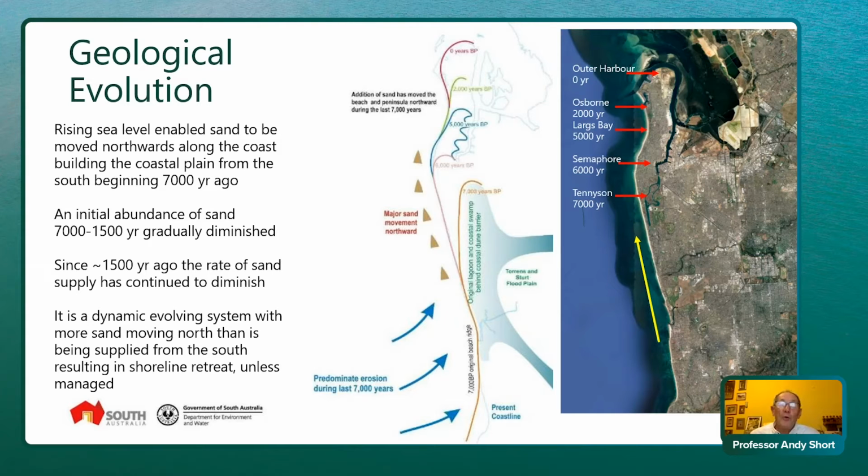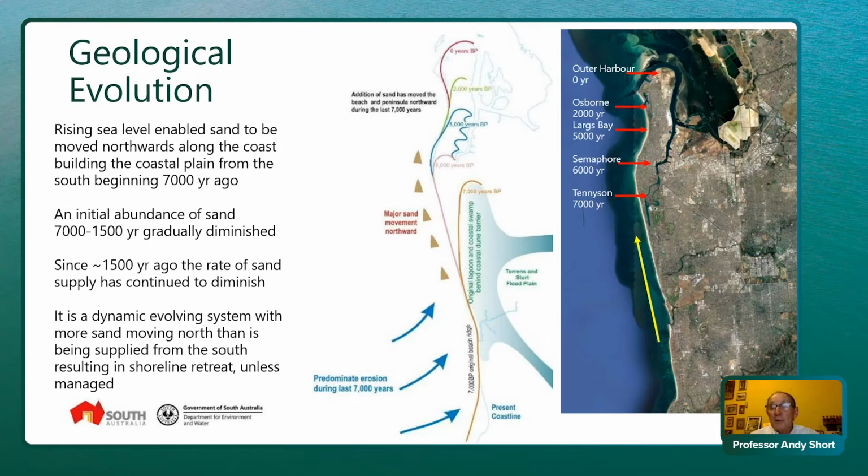As sand moved northwards along the coast, it built the beaches both inland and also northwards, reaching Tennyson about 7,000 years ago, Semaphore by 6,000 years ago, Largs Bay 5,000, and then slowing down, not reaching Osborne until about 2,000 years ago, and only reaching the Outer Harbour in the last few hundred years. So this is, geologically speaking, a very new coast, and it continues to be a very dynamic coast.